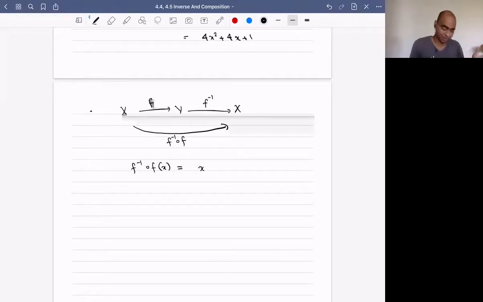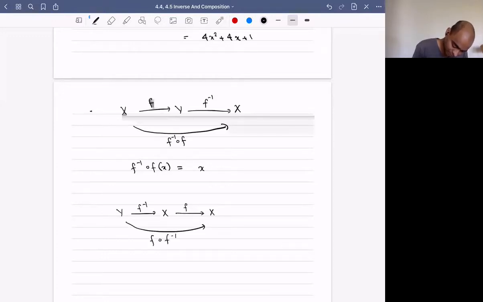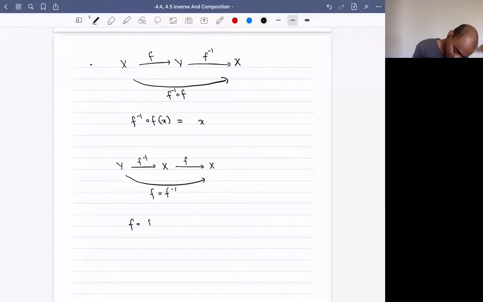Okay, I can do it the other way as well. I can start with y. I can create the inverse, and then I can apply f back, and I can create the function f composed with f inverse. And now what I see is that f of f inverse of y is also y. Same reason, inverse and the function are doing the opposite things. They are reversing each other. And this is the fundamental reason why inverse is called the inverse. So this is a very crucial property of inverse, and why it's useful. It lets you undo the function using composition. So that's compositions and inverses.